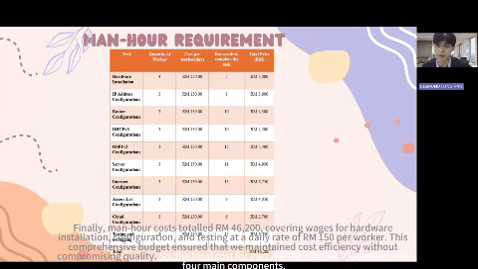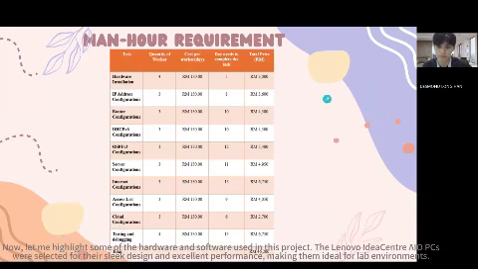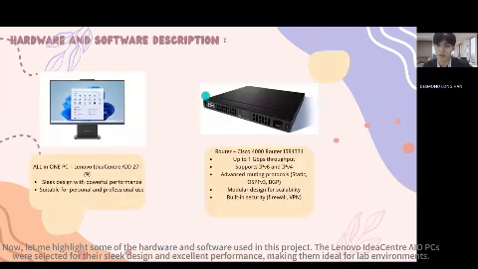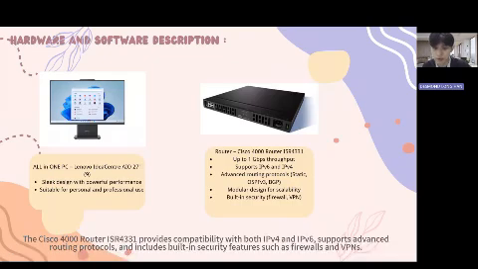So the total cost for Part A is 378,940 ringgit and 97 cents, divided into 4 main components. Now let me highlight some of the hardware and software used in this project. The Lenovo Data Center AIO PCs were selected for their sleek design and excellent performance, making them ideal for lab environments. The Cisco 4000 router ISR4331 provides compatibility with both IPv4 and IPv6, supports advanced routing protocols, and includes built-in security features such as firewalls and VPNs.